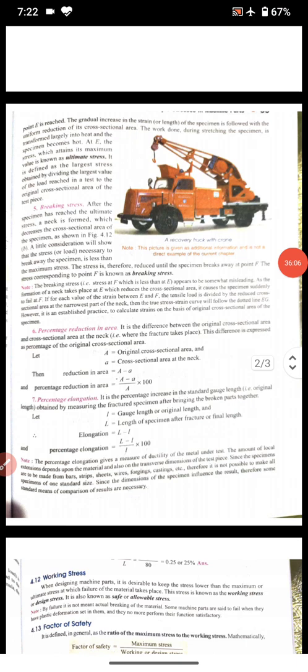The specimen you are making is a dog bone, but for all materials you are not going to get the dog bone structure. Since the dimension of the specimen influences the result, some standard means of comparison of results are necessary. That's why we are taking the dog bone as a standard specimen size.